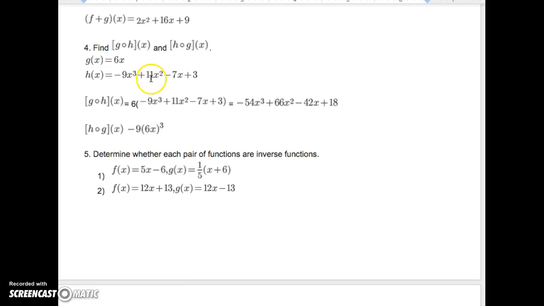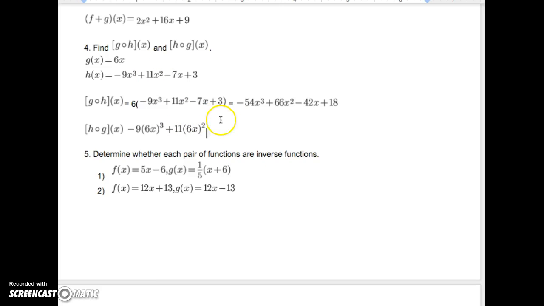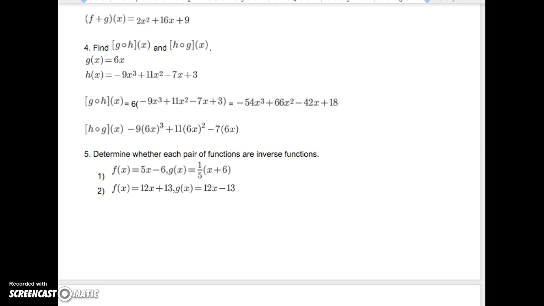And then I have plus 11x squared. So I'm going to say plus 11, but instead of x, I'm now plugging in the g function, which is 6x. So now instead of plus 11x squared, it's plus 11 times 6x squared. And then I have minus 7 times x, but instead of x, I'm plugging in the 6x again. So that's going to look like minus 7 times 6x. And then I have just plus 3 at the very end.